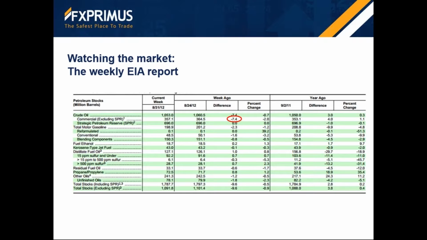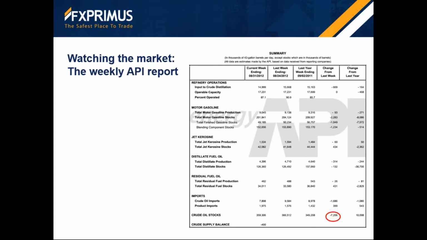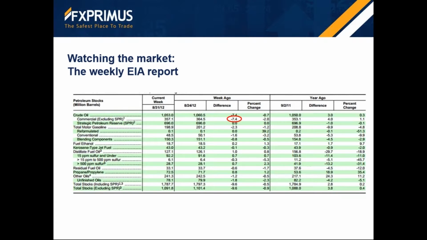Now, these are two reports for the same week. As you can see, the API had reported a drawdown of 7.2 million barrels a day. The EIA reported 7.4 million barrels. It's close, but they're not the same. Why is that? What's the difference between the two?